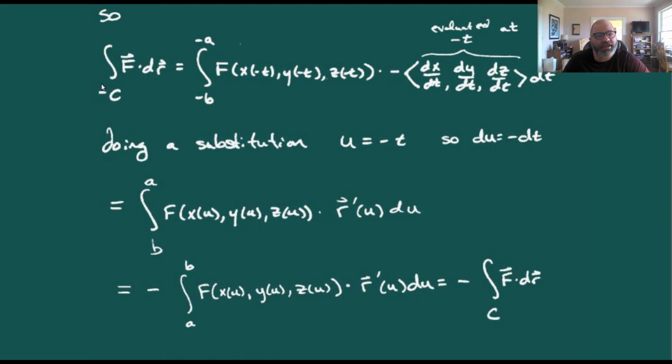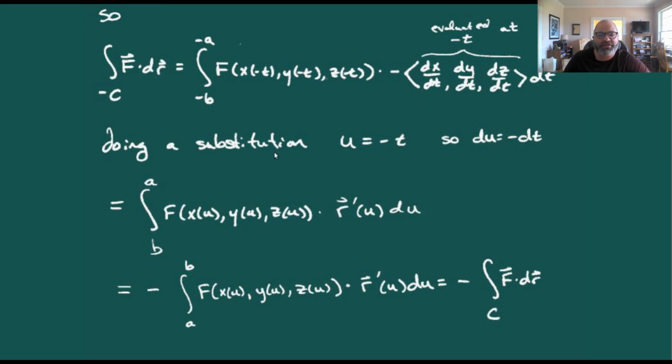And so in that case, we get our line integral over negative C being the integral from negative b up to negative a of f of x of negative t, y of negative t, z of negative t, and then our dr. Our dr was going to be dx/dt, dy/dt, dz/dt, evaluated at negative t because we were doing the chain rule. So this was the derivative of the inside, evaluated at negative t, keep the inside the same, times the derivative of the inside, which gave us that negative dt.